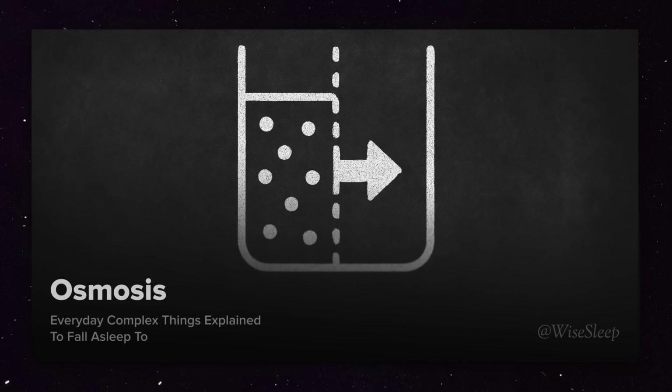In your own body, osmosis helps regulate water in and out of your cells. If you drink too much water too quickly, the balance of salts inside your cells can be thrown off. Water rushes into the cells through osmosis, and they can temporarily swell. That's why proper fluid balance is important.